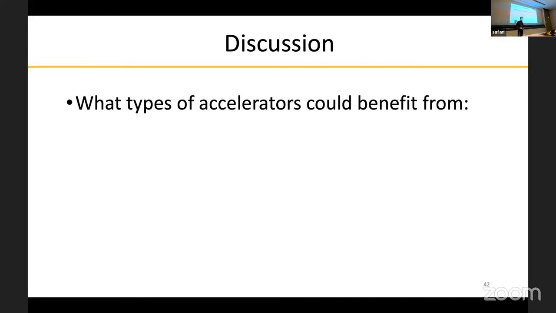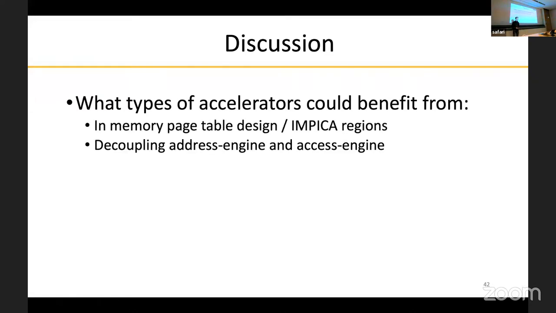What do you think, what types of accelerators could benefit from either the in-memory page table design with the Impica regions or the decoupling of the address engine and access engine? Do you have any idea what we could build an accelerator that uses those concepts?